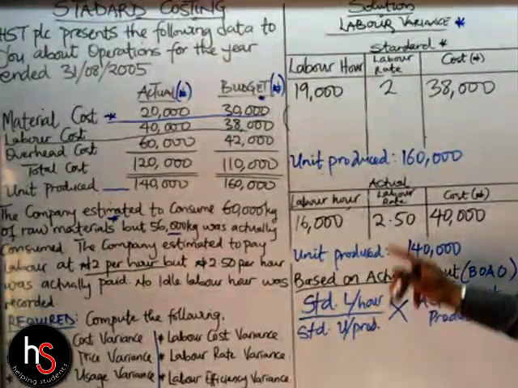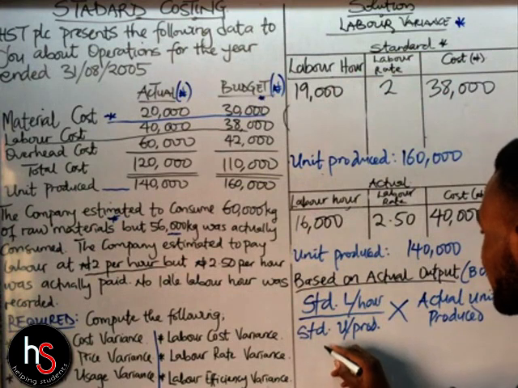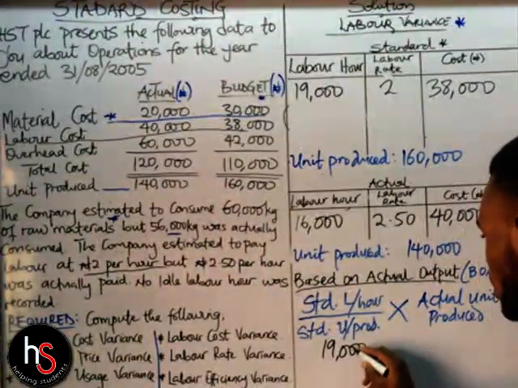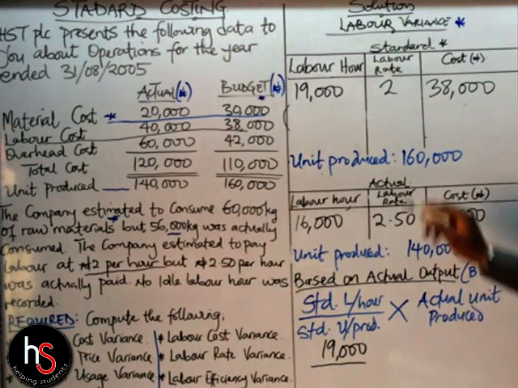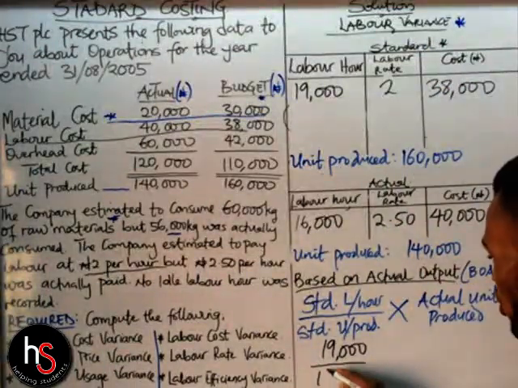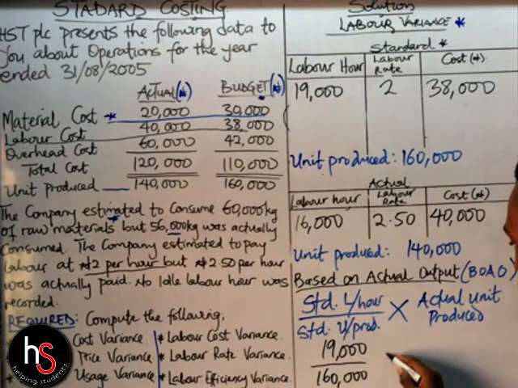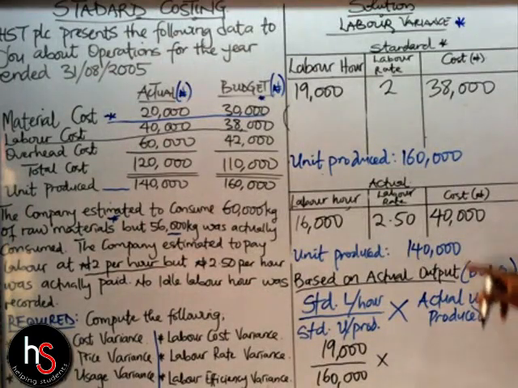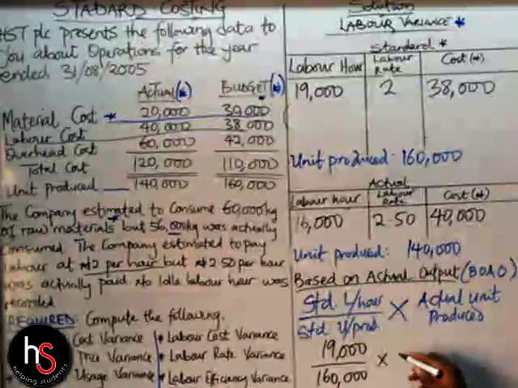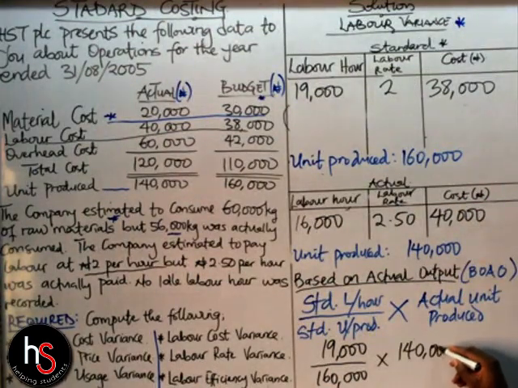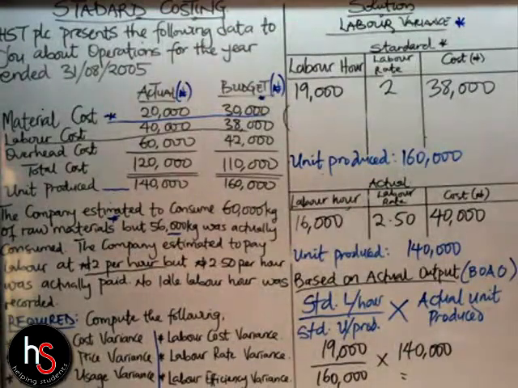So what is the standard hour? The standard labor hour is what? We have 19,000 divided by the standard unit produced, and the standard unit produced is 160,000. Multiply by the actual unit produced, and the actual unit produced is 140,000. So by the time we punch our calculator, the final answer is 16,625. So this value now stands as our new standard labor hour.